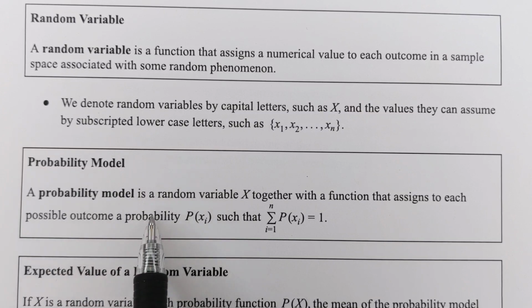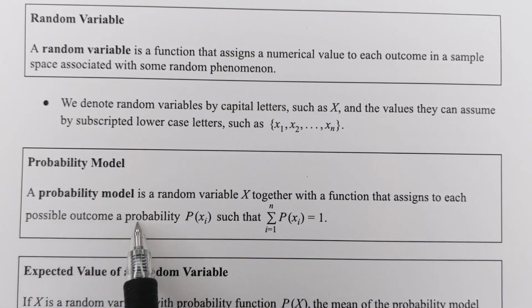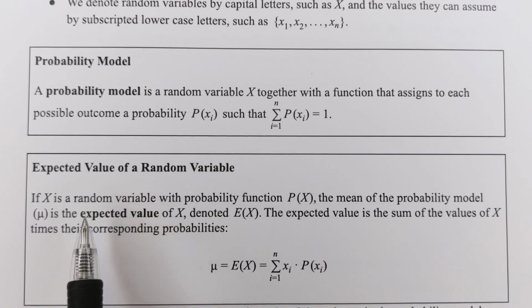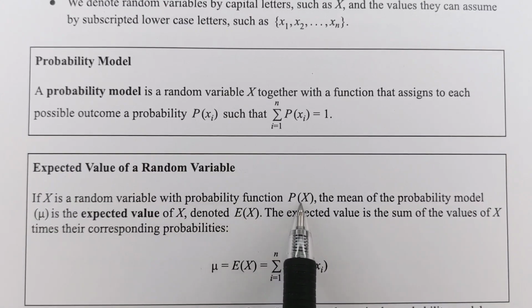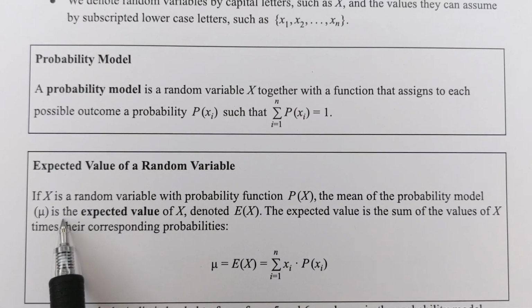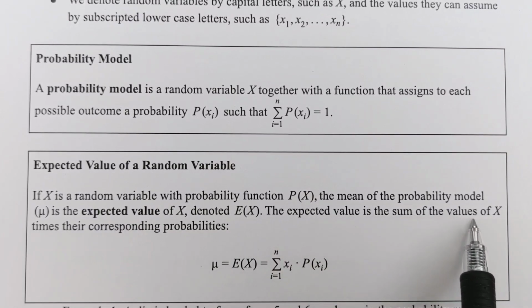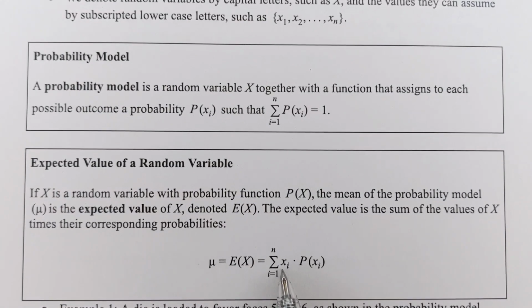A probability model is a random variable X together with a function that assigns each possible outcome a probability such that the total of all the probabilities is equal to 1. Here we've got the expected value of a random variable. If X is a random variable with the probability function p(x), the mean of the probability model, mu, is the expected value of X, denoted E(X). The expected value is the sum of the values of X times the corresponding probabilities. So you multiply each outcome by its probability and then add them all up.